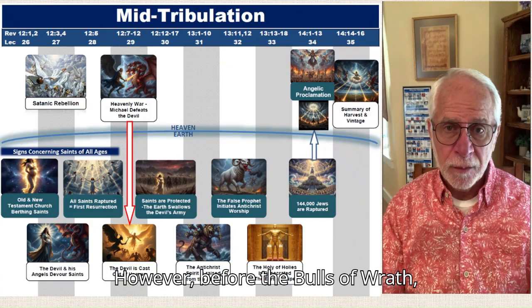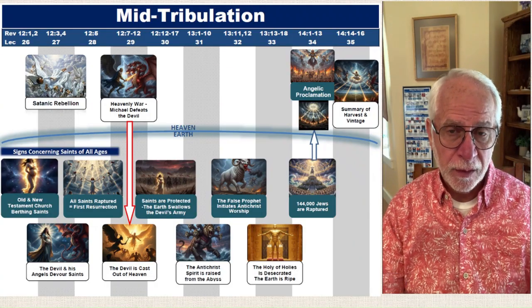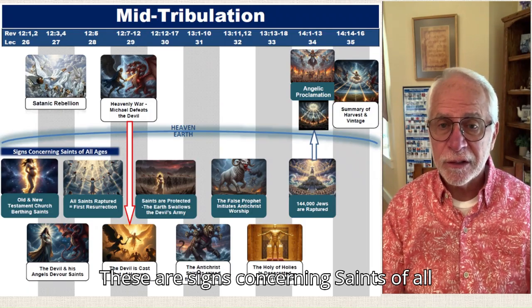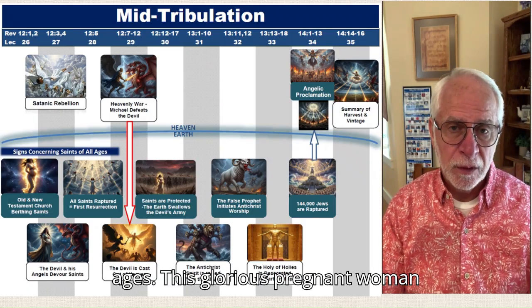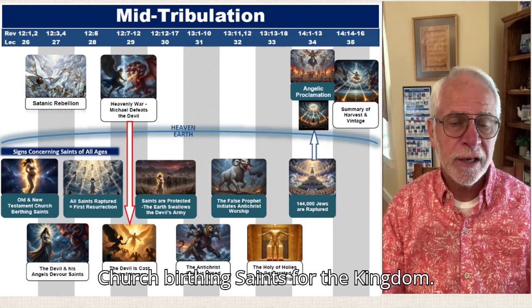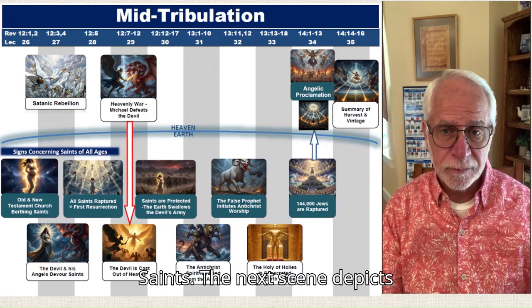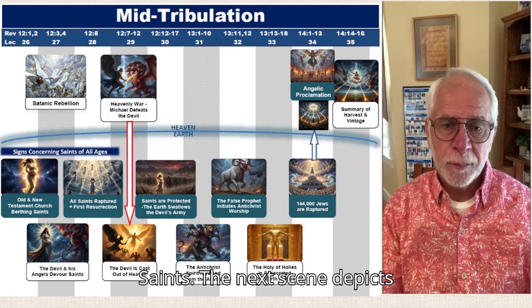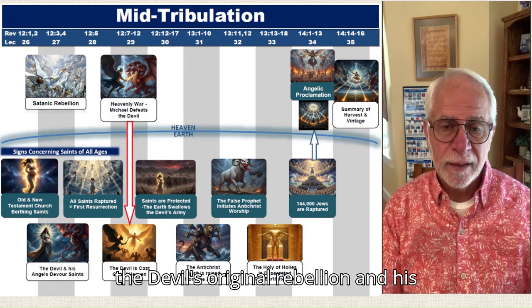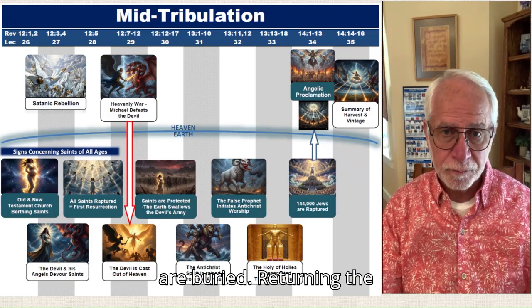However, before the bowls of wrath, several pivotal scenes take place. These are signs concerning saints of all ages. This glorious pregnant woman embodies both the Old and New Testament church, birthing saints for the kingdom. The child in her arms symbolizes the saints. The next scene depicts the devil's original rebellion and his subsequent devouring of saints as they are birthed.